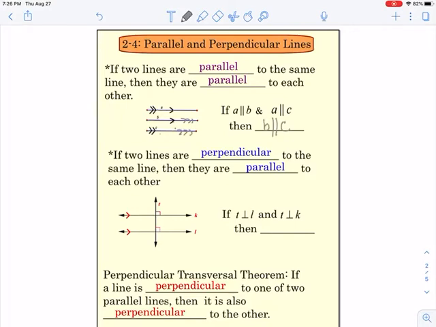Okay, and if two lines are perpendicular to the same line, then they are going to be parallel to each other. And again, the whole reason for that is, if you look at this picture with the red markings on it over here, these two angles are both 90 degrees and they're corresponding angles. And if corresponding angles are congruent, that means that they have to be parallel, line L and line K. So L is parallel to K.